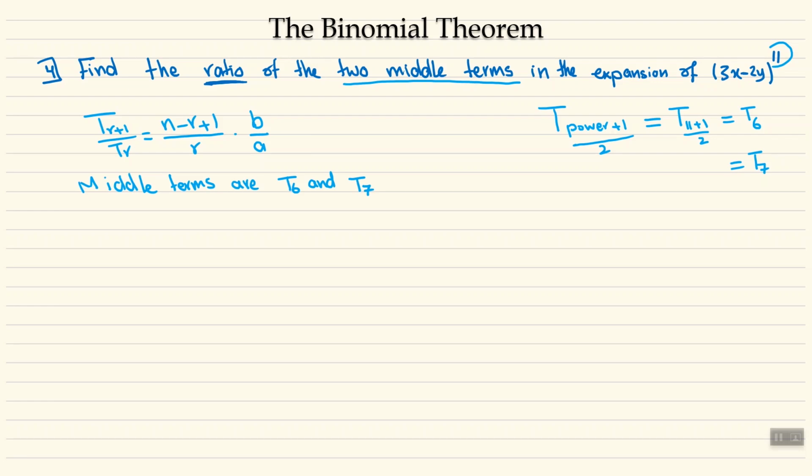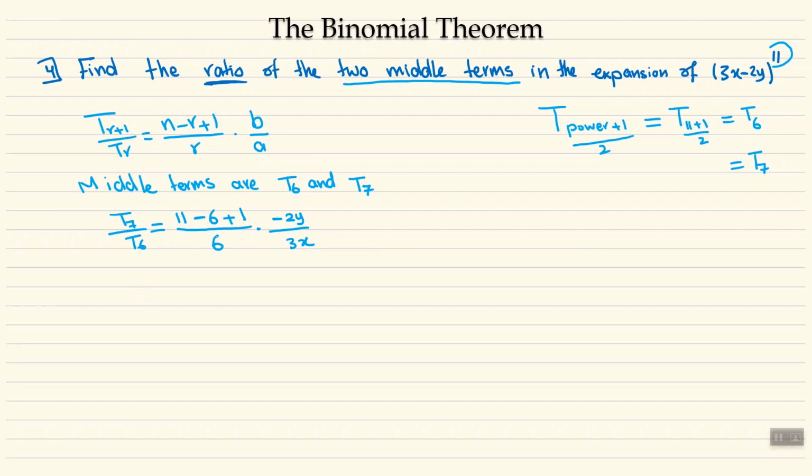Okay, now we want to find the ratio. Since we have the terms now, we can put this ratio. What do we put on top? Of course, we put the bigger one because it's r plus 1. So we put T7 here on top over T6. So T7 over T6 equals n. N means the power. The power is 11. Minus r is the smaller one here. Which one is the smaller one? It is 6. Plus 1 over r, which is 6, times b. B means the second term. The second term is negative 2y over a, the first term, which is 3x. So this is the ratio of the two terms. We simplify this and we find the answer.